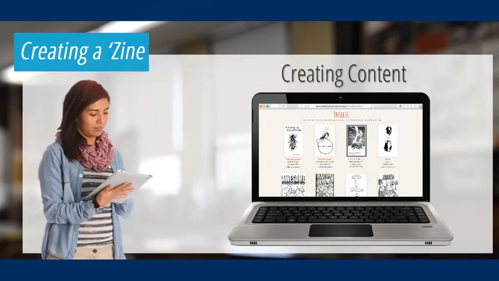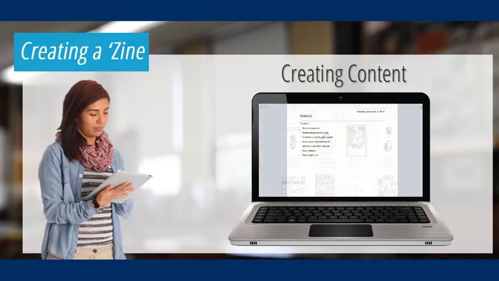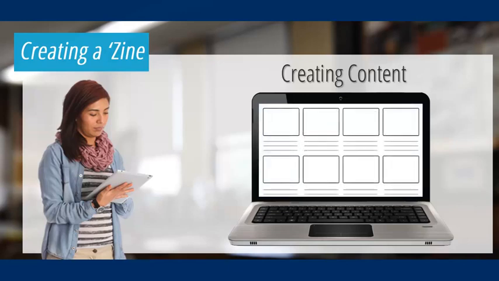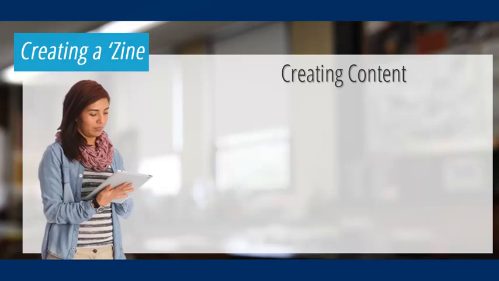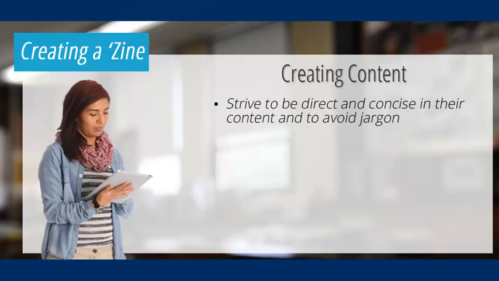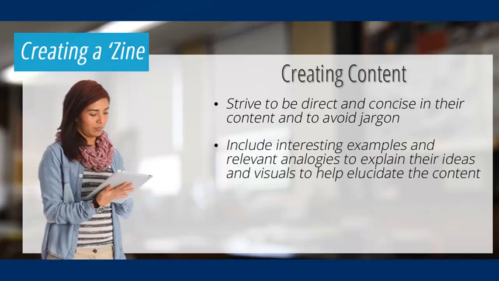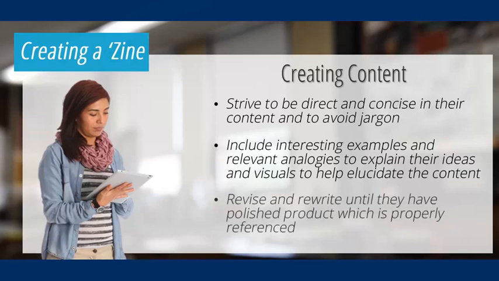Why or why not? Once students have done the preliminary research on their topic, they can dig in and prepare short outlines of their zine content. Using their final outlines, they can create a storyboard that includes a written script on the computer or with pen and paper. They should strive to be direct and concise in their language and to avoid jargon. They should include interesting examples and relevant analogies to explain their ideas, and visuals that help to elucidate the content. Students should also be prepared to revise and rewrite until they have a polished product that is properly referenced.